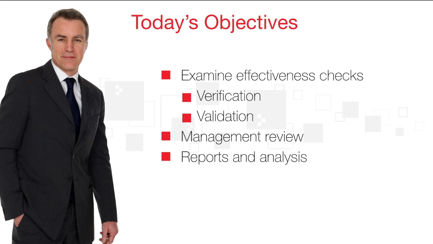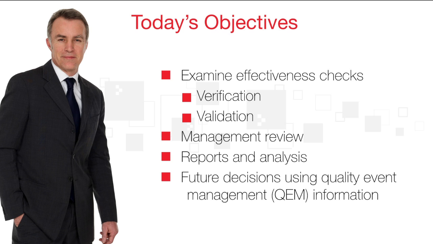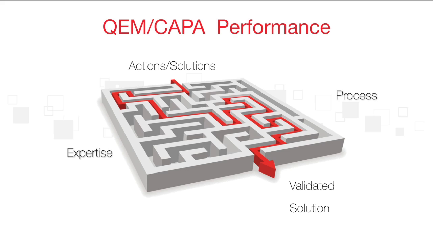And then reports and analysis. Some of the newer things that are being done to look at information and use that information to make key decisions going forward as we look at not only the quality event management information, but also systems decisions, business decisions, marketing and competitive decisions that affect our livelihood here at our particular company.